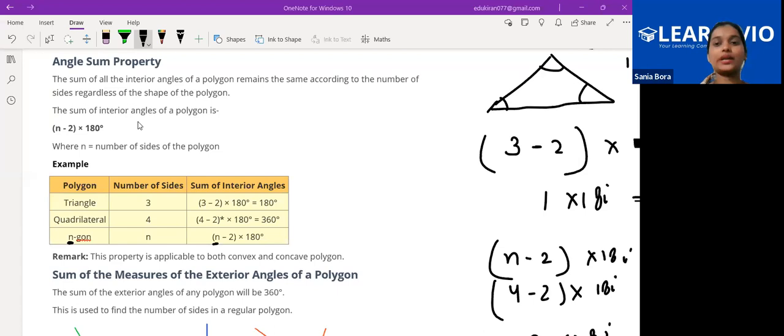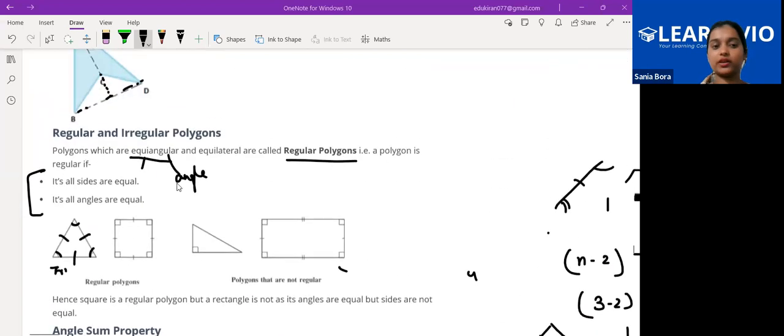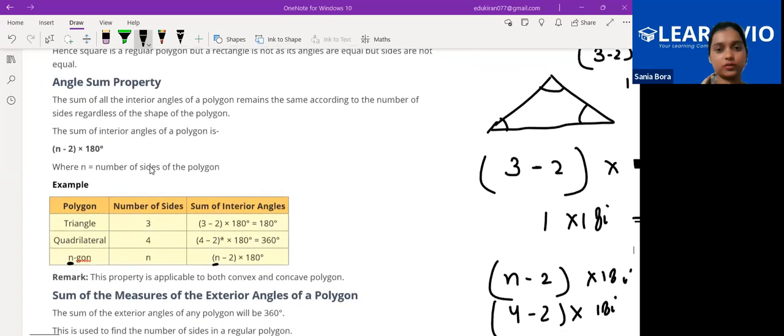Okay. So I haven't taught anything new. I'm just starting it. I was just giving a recap to everybody. Okay. So from now onwards, be focused. So now students, let's just start. Okay. So angle sum property, right? The name itself says angle sum.